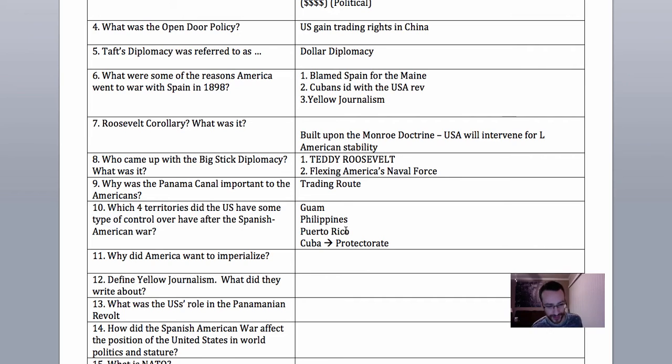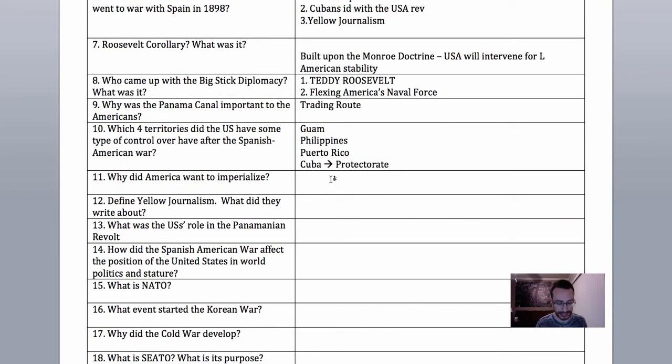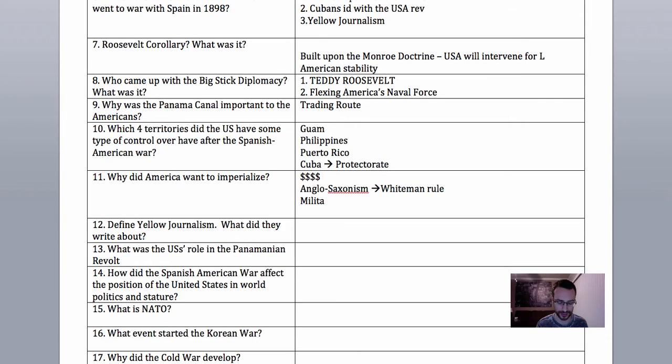11. Why did America want to imperialize? They want money, new economic markets. They have this idea of Anglo-Saxonism, all this white man rule, right? Also military strength. They believe they should be very strong militarily.